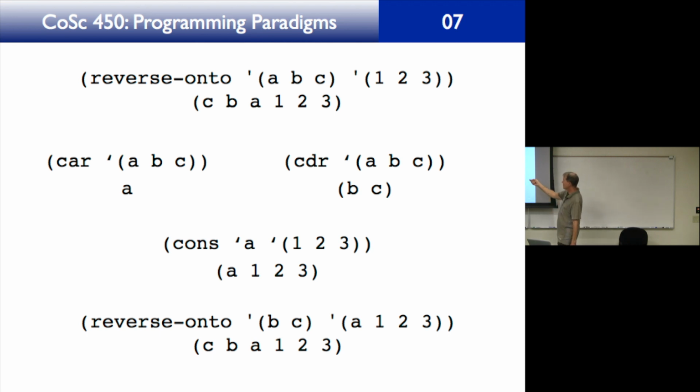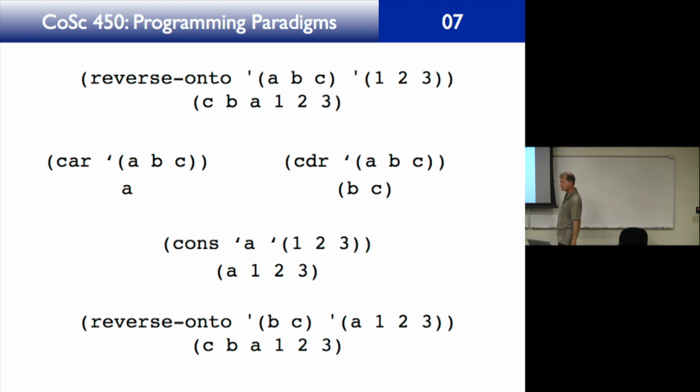And look, the reverse onto of ABC and 1, 2, 3: when it makes the recursive call, what's it going to do? It's going to reverse onto BC of A, 1, 2, 3. So will that be tail recursive? Because the reverse onto of these two lists will be the reverse onto of what? Of these two lists, right? So you can see that reverse onto will just call reverse onto.